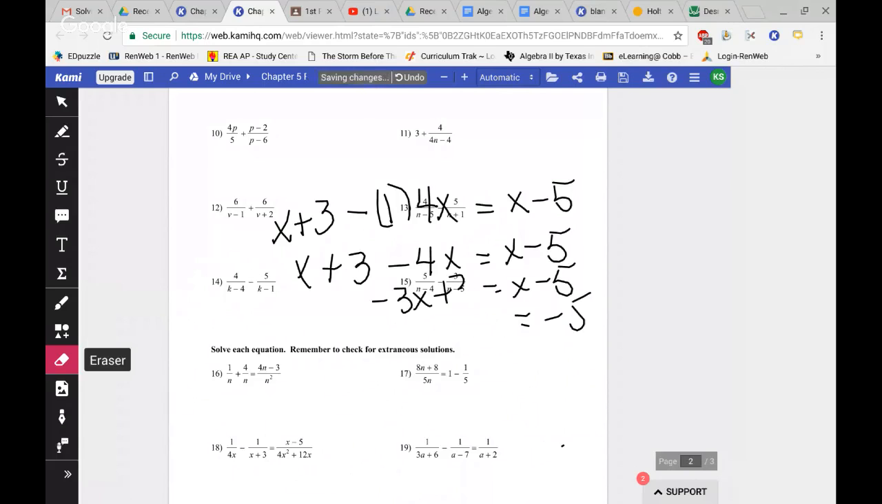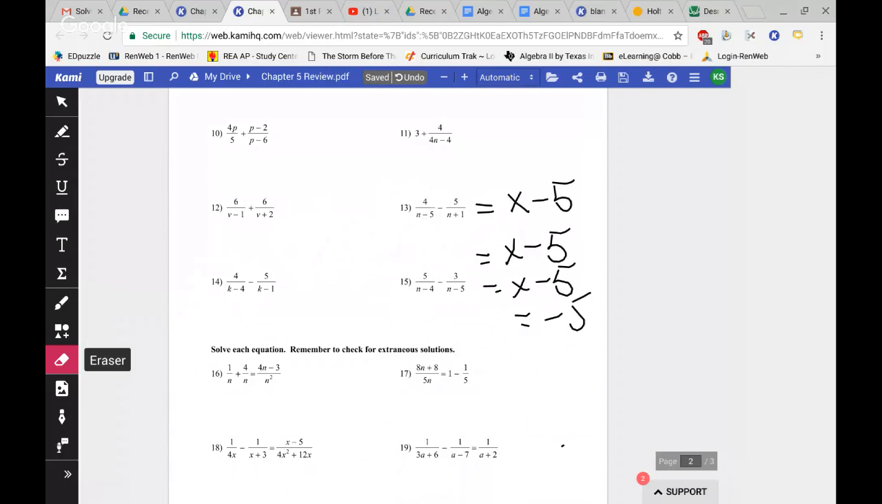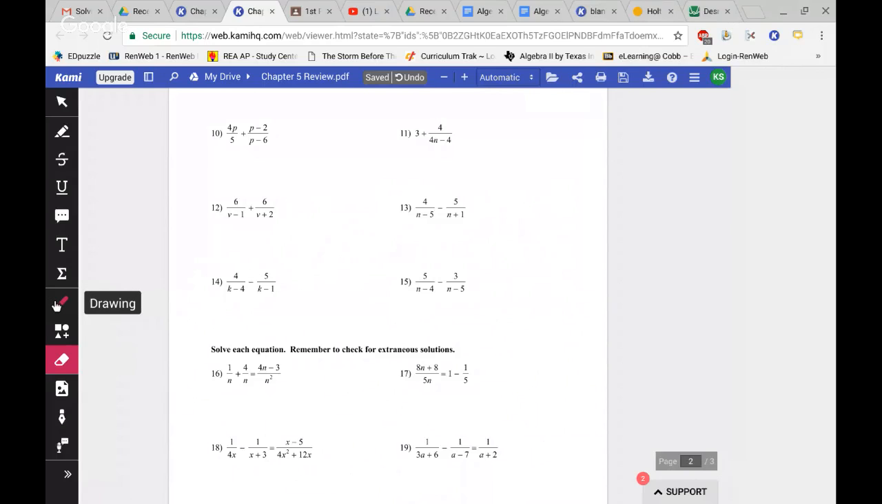Can anybody tell me what the least common multiple would be for number 17? They're not saying anything yet. Okay. Somebody said 5n. And that's absolutely correct. Do you all want me to do that one? Anybody say anything? They didn't say anything, but I want you to do it if you can. Okay. All right. That's fine.